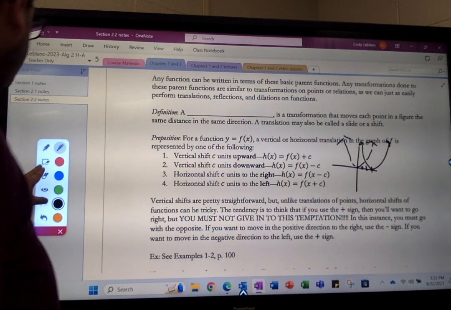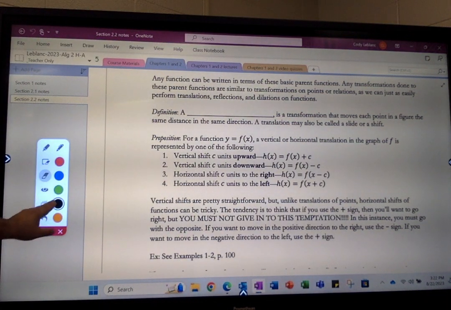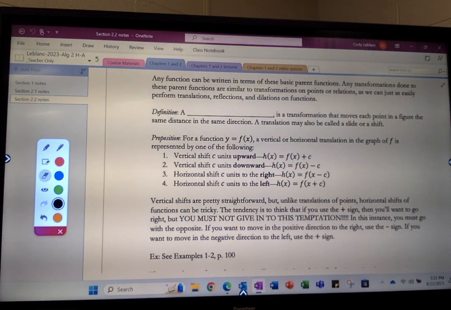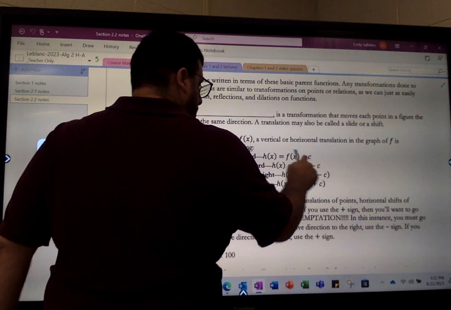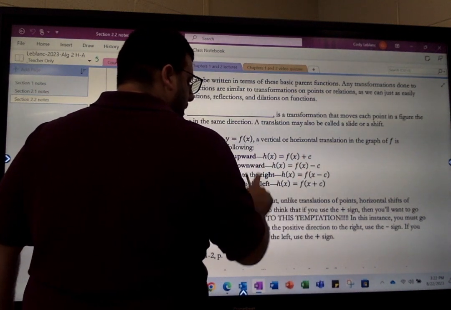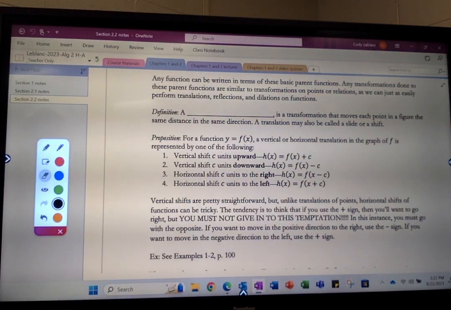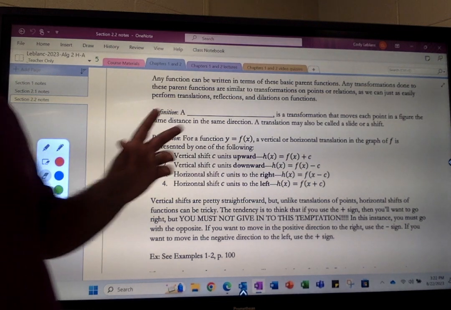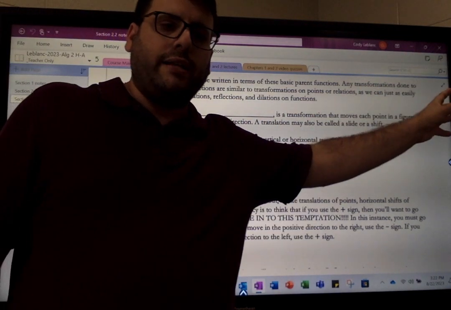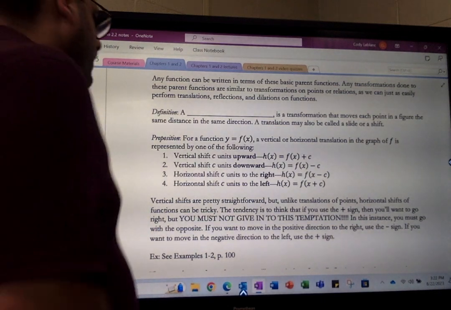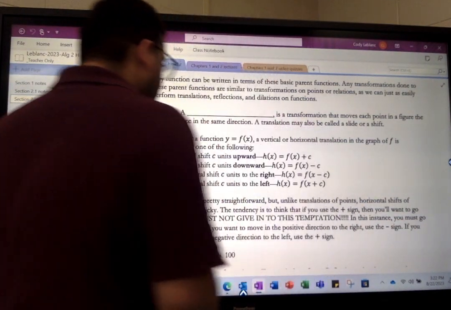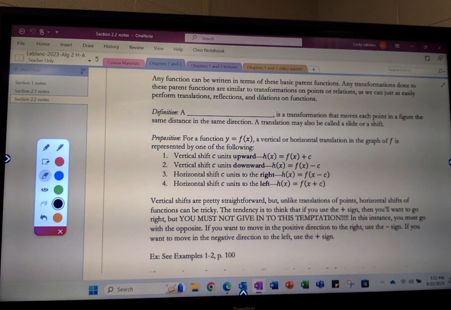And because of this, it can get really confusing, because with vertical shifts, it's pretty straightforward. This tells me that you're going up. This tells me that you're going down. But you can't give into the temptation that just because going to the right on a number line is positive, you have to think opposite here. So if you're going to the right, you're going to subtract. If you're going to the left, you're going to add.